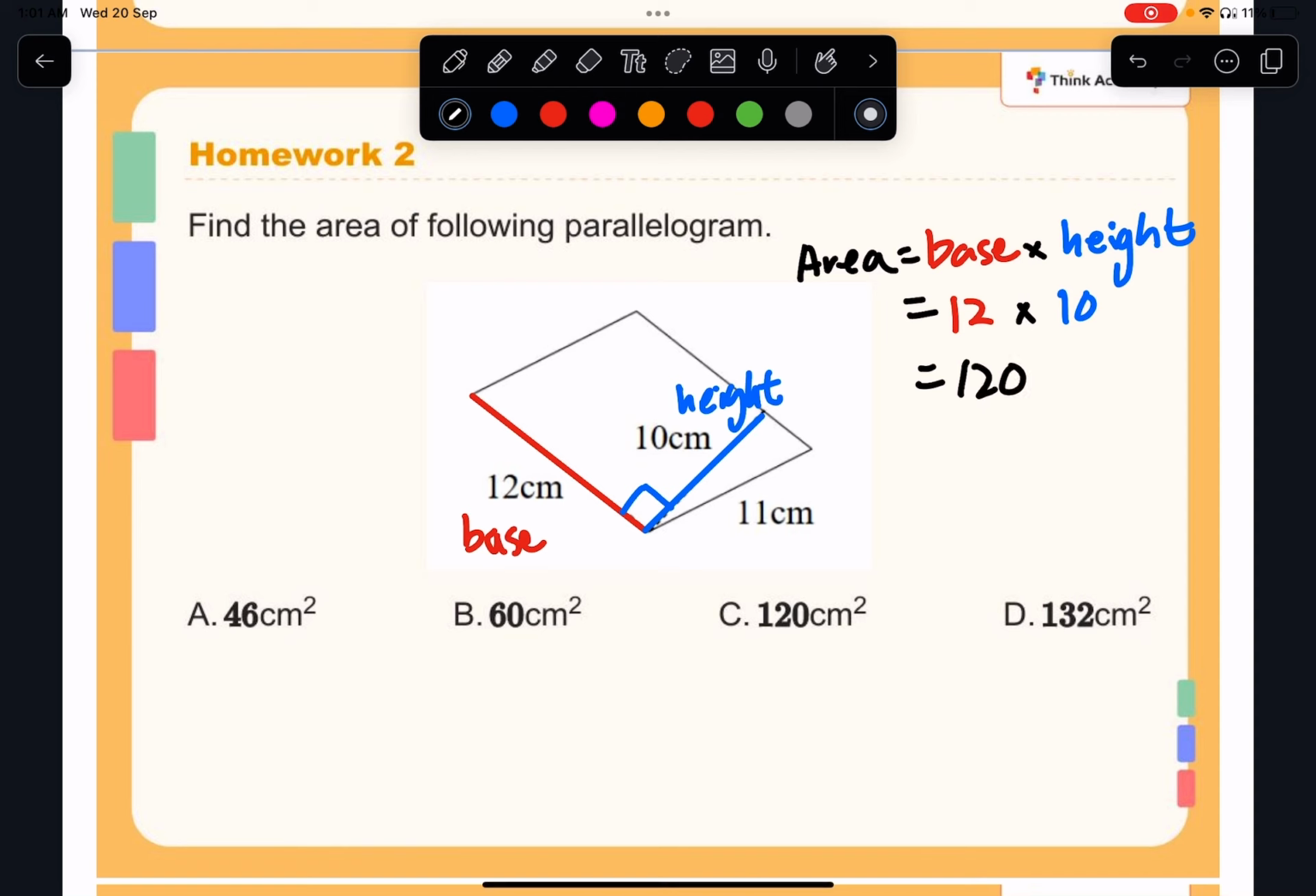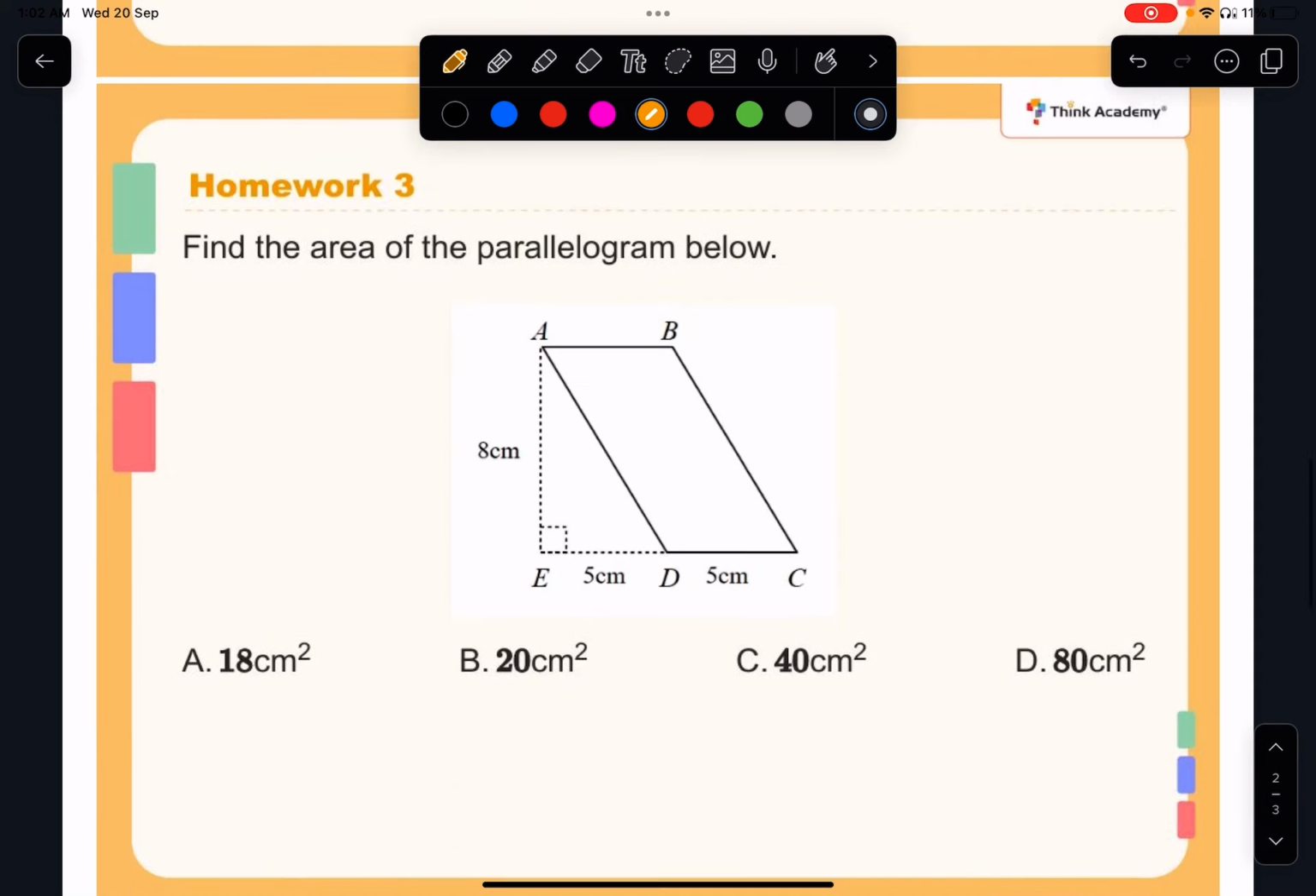And what is the unit? The unit is square centimeters, because you're multiplying two centimeters together. So which one is the answer, A, B, C, or D? It is C, right? It is C. Well done. So let's go to question 3.